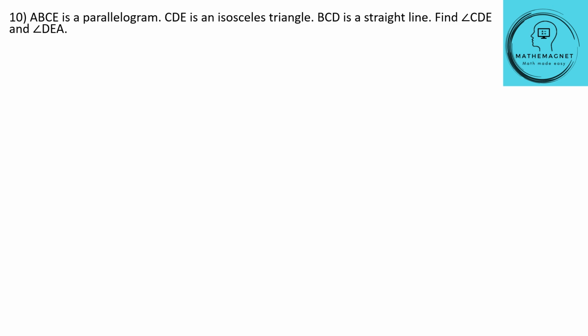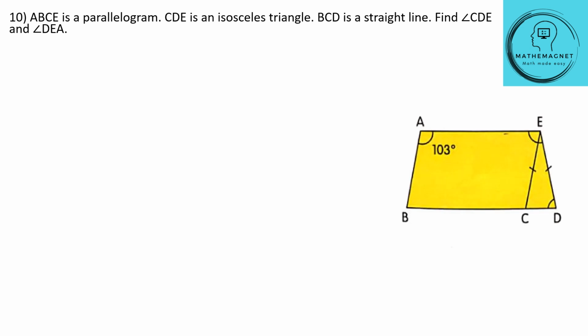Question number 10. ABCE is a parallelogram. CDE is an isosceles triangle. BCD is a straight line. Find angle CDE and angle DEA. So the information that we have is ABCE is a parallelogram, CDE is an isosceles triangle, and BCD is a straight line. Find angle CDE. So that is the question.